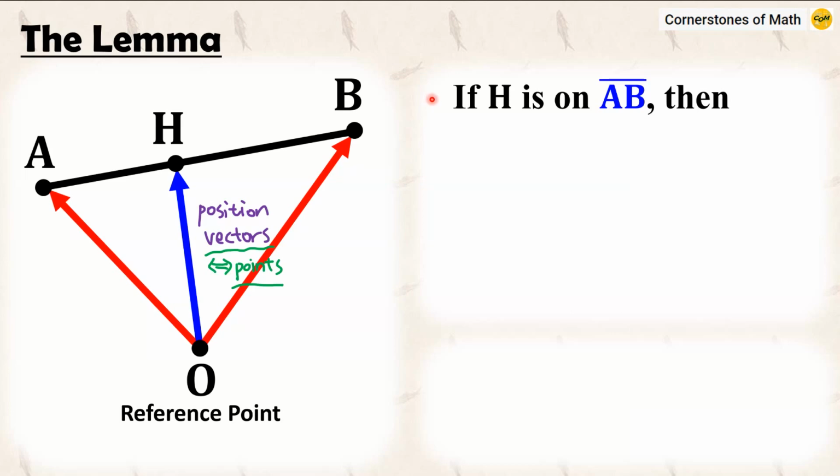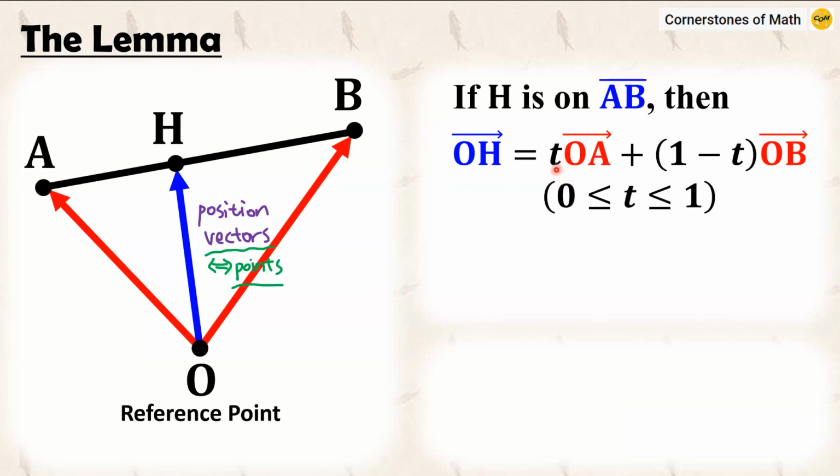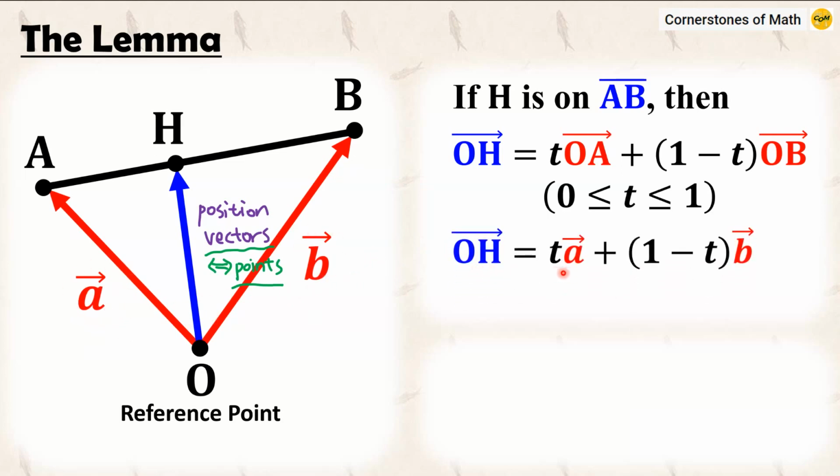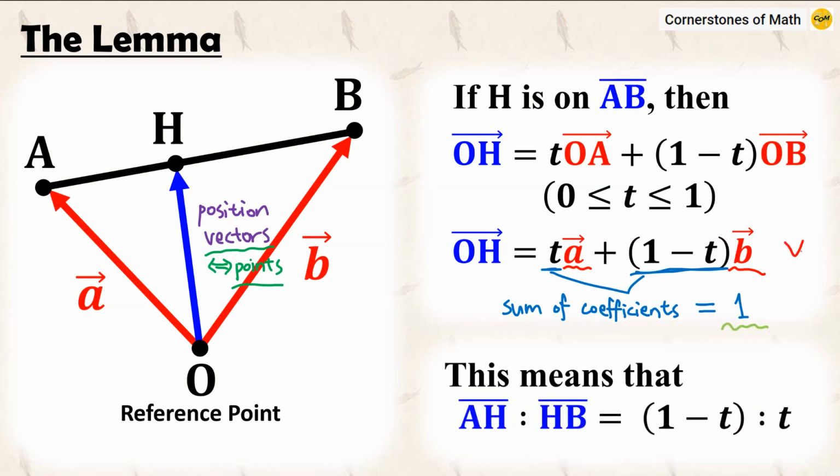The lemma is, if point H is on the line segment AB, then vector OH can be expressed as t times vector OA plus 1 minus t times vector OB, where this t is a real number from 0 to 1. Or if we denote two endpoints as simply vectors a and b, then OH equals ta plus (1 minus t)b. That is, vector OH can be expressed as a linear combination of two endpoint vectors a and b, and the sum of their coefficients must be 1. Moreover, this expression also gives the information of ratio AH to HB, which is 1 minus t to t.